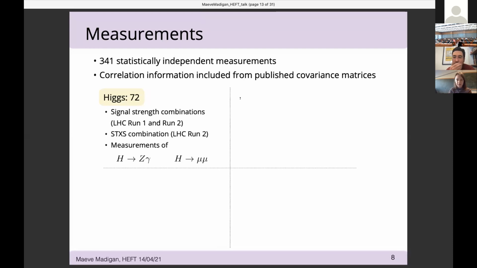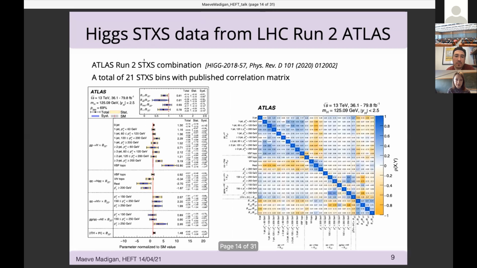And so I just wanted to give you a quick breakdown of how these measurements compose that full set. So first, we have the Higgs, there's 72 of these. Most of these are signal strength combinations from either the LHC Run 1 or Run 2 CMS combination. We also have this really large simplified template cross-section combination from ATLAS at Run 2. This was one of the highlights where they combine their data into a total of 21 simplified template cross-section bins and also provide this published covariance matrix.